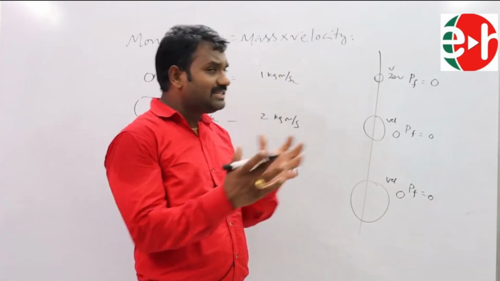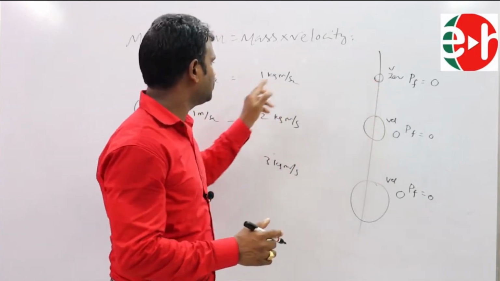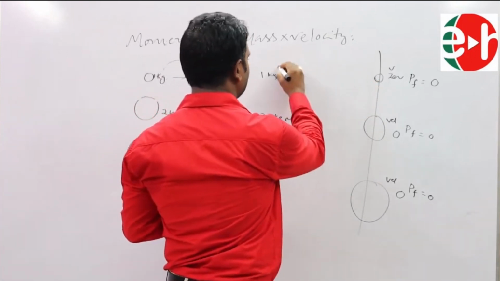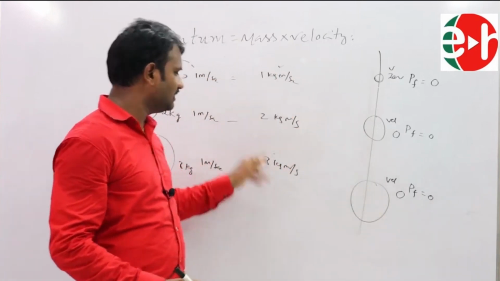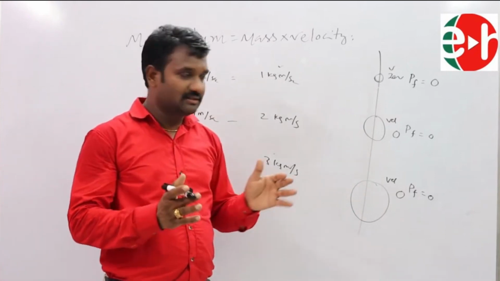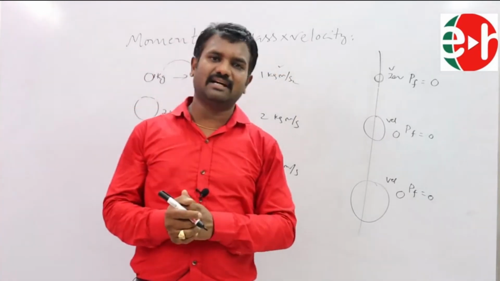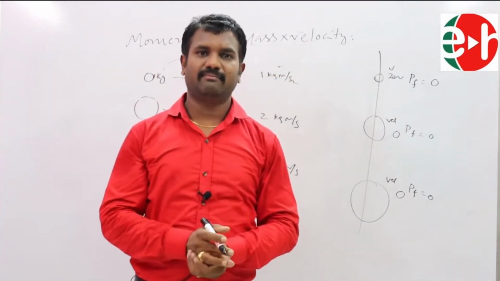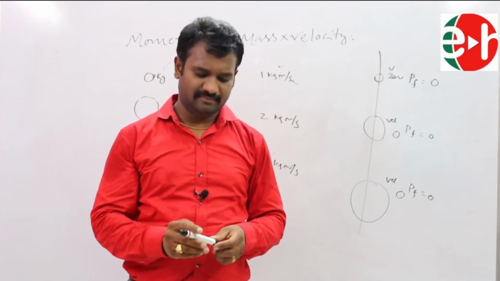Now, what is the change in its momentum in all the cases? Here, 0 minus 1. The change is 1 kg meter per second. Here the change is 2 kg meter per second. Here the change is 3 kg meter per second. So, the change is different in different cases. So, what happens if the change is more? What happens?